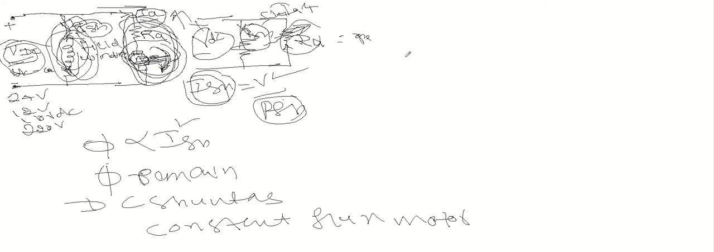Since the flux is going to remain constant throughout the operation of this DC shunt motor, this DC shunt motor is called a constant flux motor.